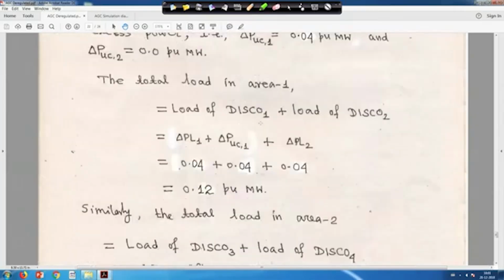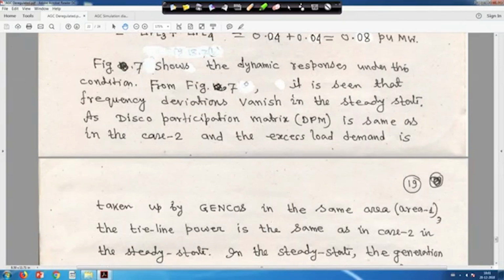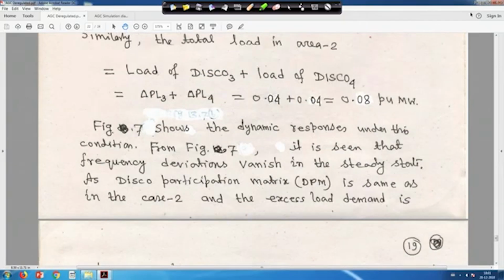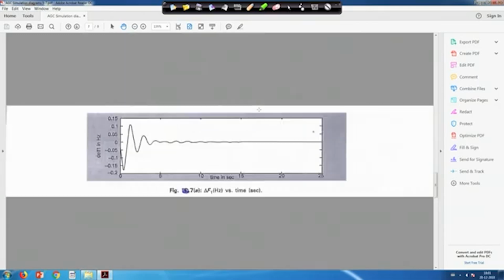So, that means, so the figure shows the dynamic responses, right. So, I will go to that dynamic responses. If I go back to your figure 7, this is figure 7a. If you look into that figure 7, the frequency deviation in area 1 at steady state is 0, right. This is frequency deviation in area 1.